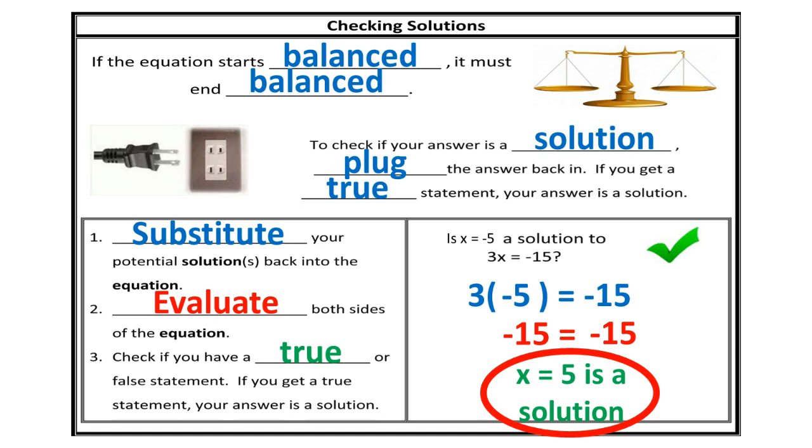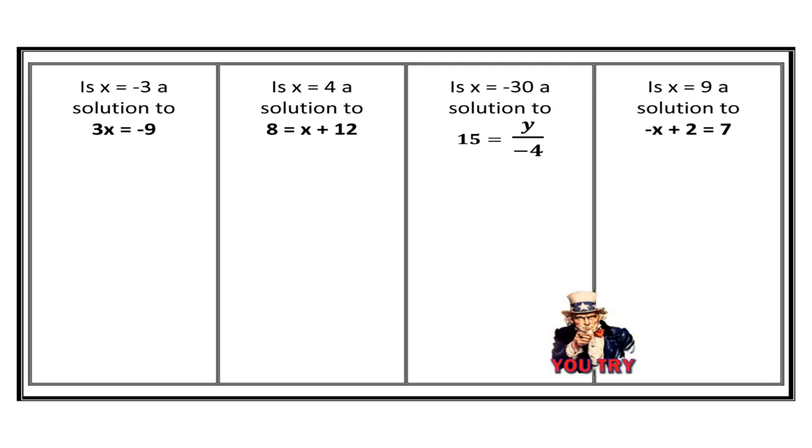This goes back to our level 1 understanding of what solving an equation means. We're finding a value, a solution to an equation. This value can be substituted back in to create a true statement. Let's try a couple here. So x equals negative 3. Let's check if it's a solution.